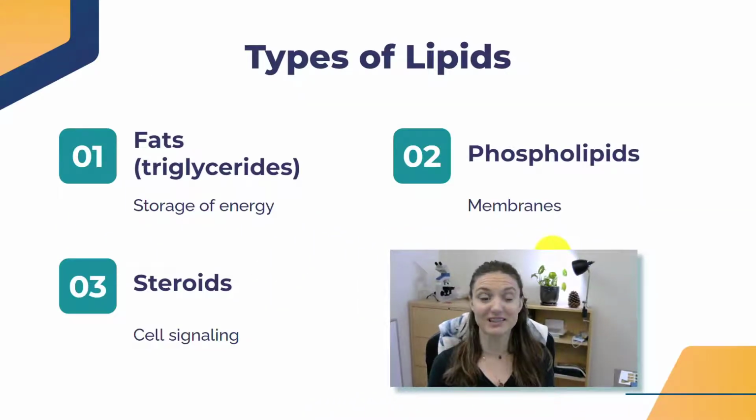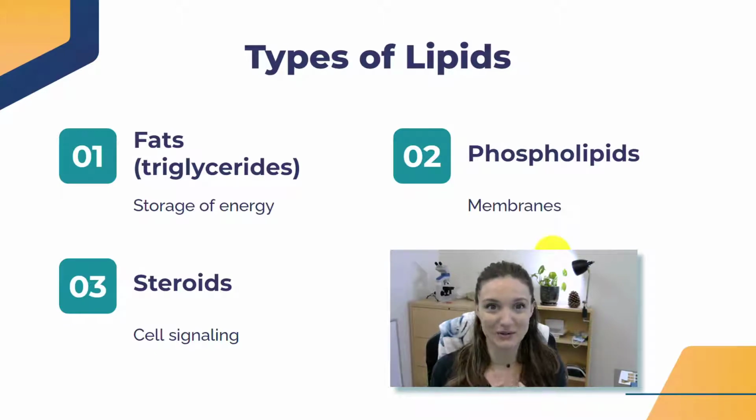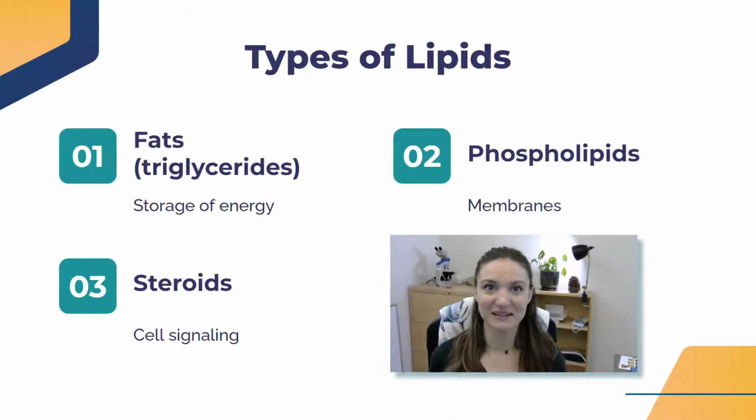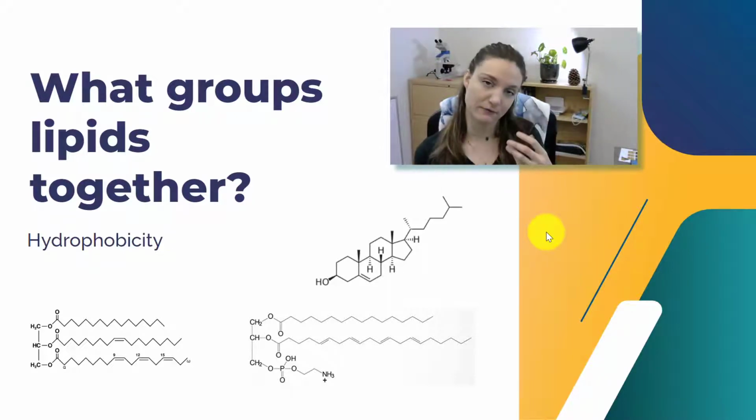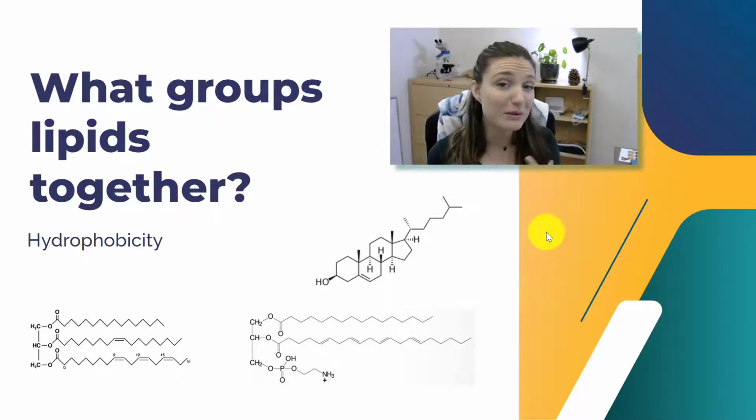Okay, so here we go. I have three types of lipids that we're going to talk about. We're going to talk first about fats and triglycerides, their main purpose being storage of energy. Phospholipids are the main component of membranes, and then steroids. Steroids, one of their main purposes is for cell signaling. So lipids, unlike some of the other molecules we're talking about, carbohydrates, nucleic acids, proteins, are very different in their structures. But we group them all together because they're all very hydrophobic. Remember, hydrophobic means that they don't interact well with water. They are non-polar molecules.